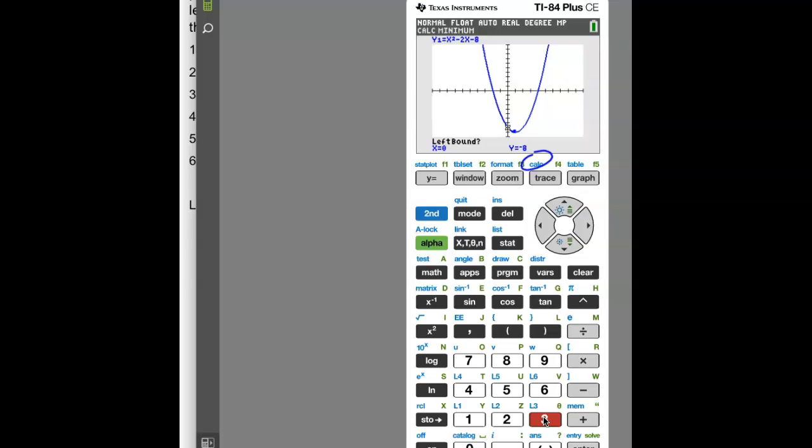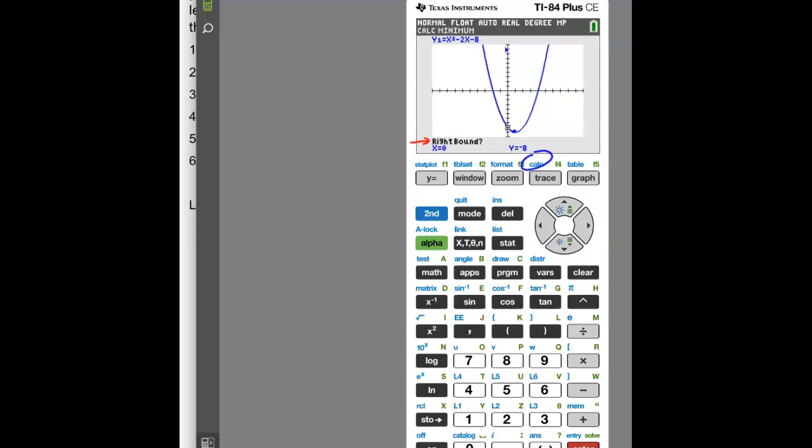Okay, now notice down here it says left bound. Okay, it's asking me to identify where I am to the left of my minimum value. And my cursor right now is in a pretty good spot, just as it is. But you can use your left and right arrows to move it around. Doesn't really matter how close it is, you just don't want to be right on top of your lowest point, but you don't want to be so far away that it takes your calculator a long time to calculate it. Okay, so somewhere there is fine, and then we hit the enter key.